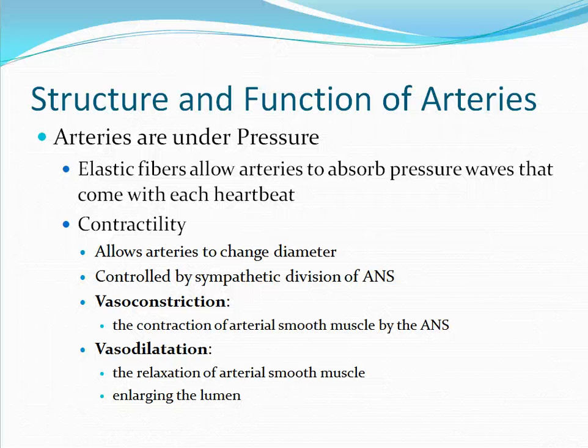Vasoconstriction refers to when the smooth muscles contract due to stimulation by the autonomic nervous system. This will cause the diameter of the vessels to become smaller. Vasodilation refers to the relaxation of these smooth muscles. When a vessel vasodilates, the diameter will increase.